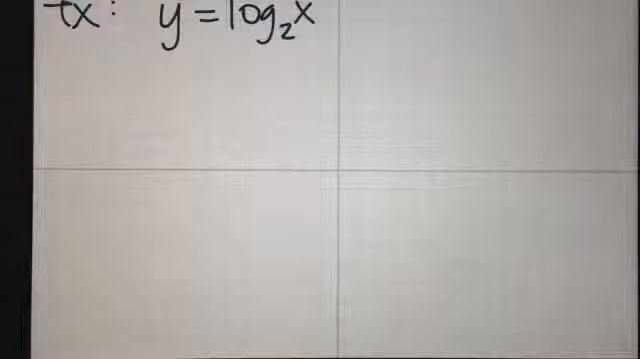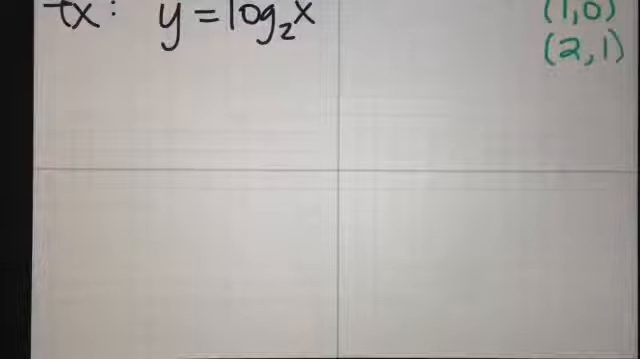So now if we wanted to graph just for a sample parent graph y equals log base 2 of x, I know the first point that I'm going to be graphing is 1, 0. The second point I'm going to be graphing is the base, comma 1, and the base here is 2, so that's 2, comma 1. And I know I'm going to have a vertical asymptote at x equals 0. So here's my vertical asymptote at x equals 0.